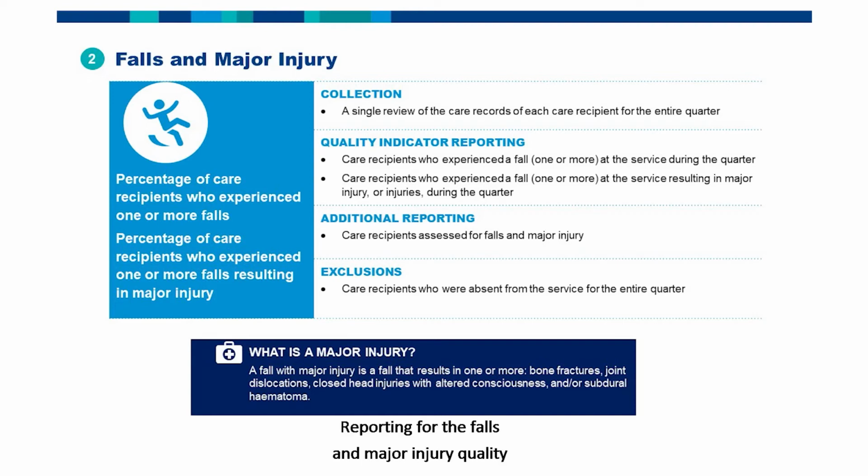Reporting for the Falls and Major Injury Quality Indicator will include the number of care recipients who experienced a fall, one or more, at the service during the quarter, and the number of care recipients who experienced a fall, one or more, at the service, resulting in major injury or injuries during the quarter. Additional details for reporting include the total number of care recipients assessed for falls and major injury, while exclusions for the Falls and Major Injury Quality Indicator include care recipients who are absent from the service for the entire quarter.